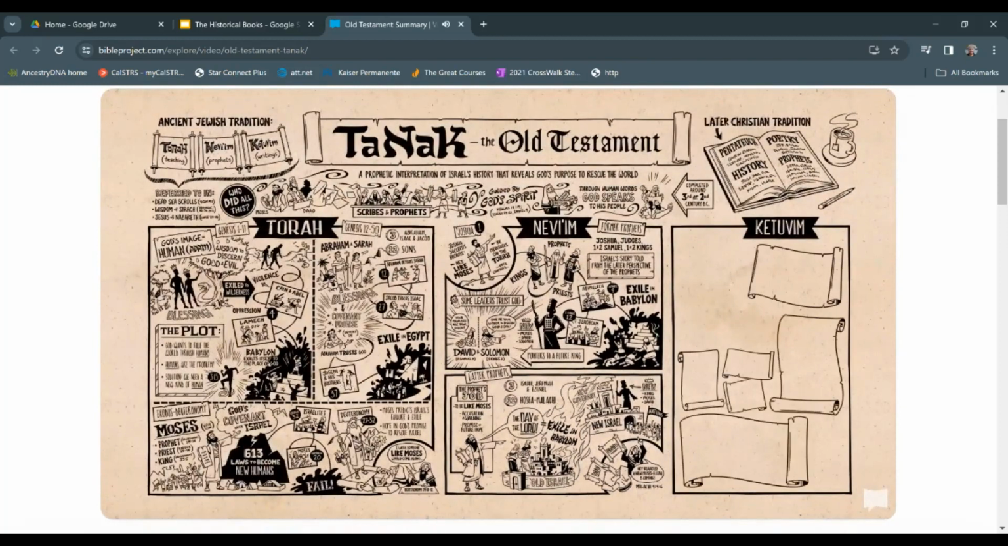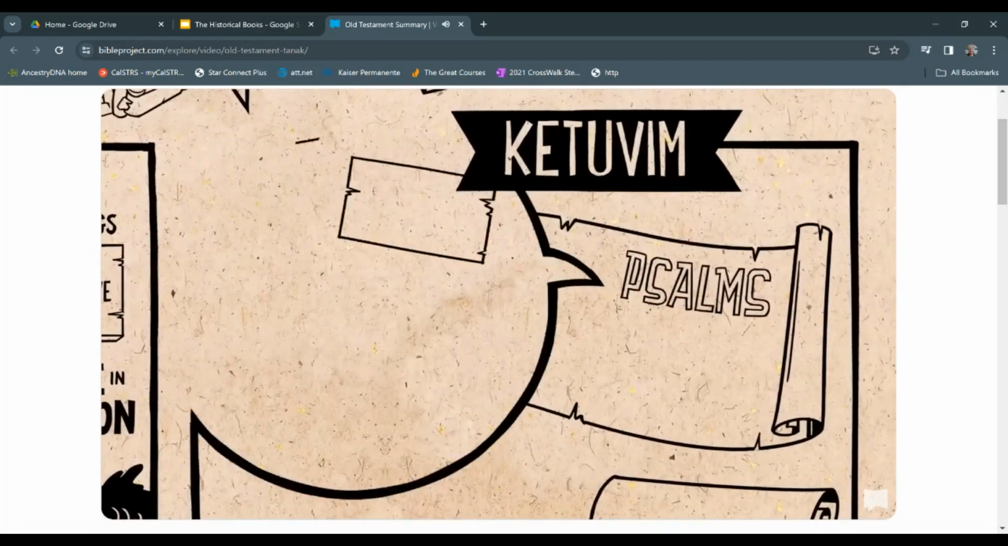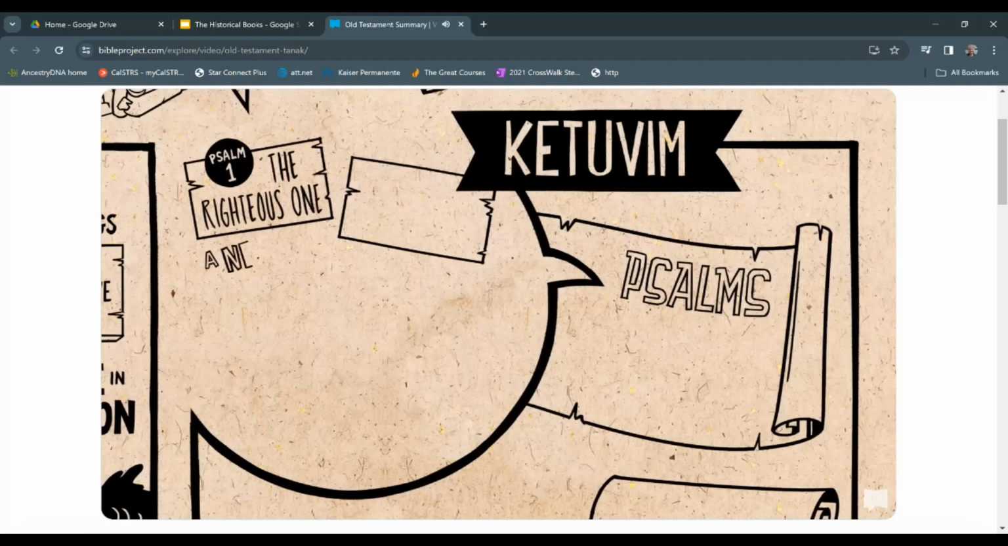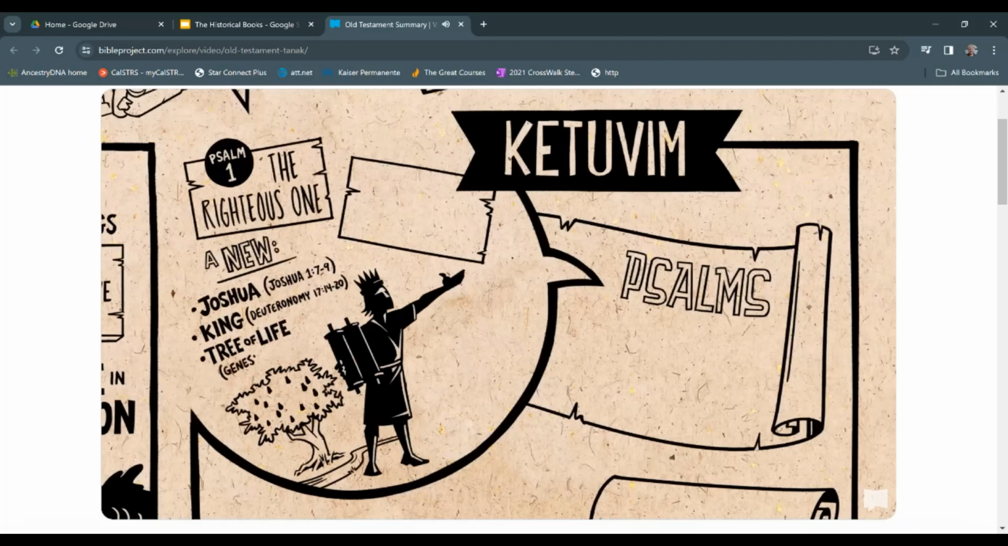Each one has been designed to link back into the key themes from the Torah and the prophets and develop them further through an elaborate tapestry of cross-references. For example, the Psalms scroll is introduced by 2 poems that are coordinated to the beginning of the Torah and the prophets. In the first psalm, we meet the righteous one, who's described as a new Joshua, a successful leader who meditates on the scriptures. He's like the king promised by Moses, and he's like the eternal tree of life in the Garden of Eden.